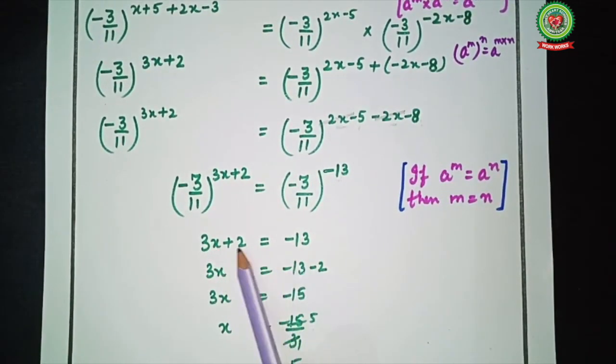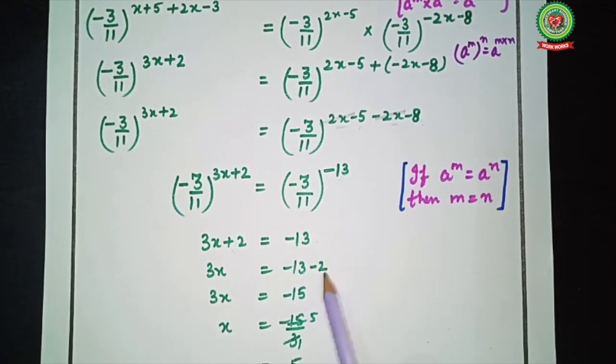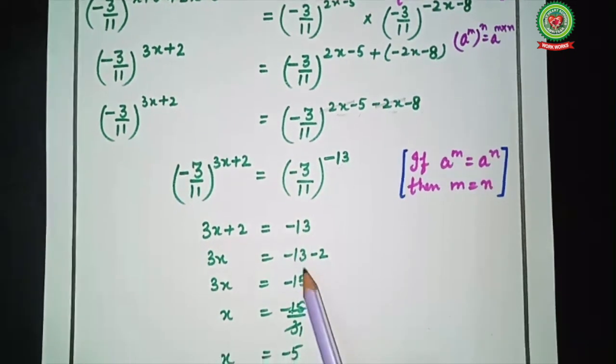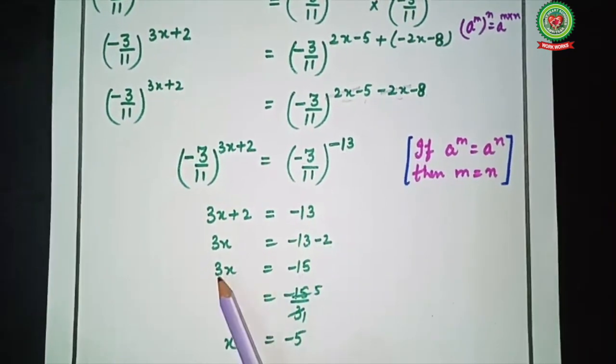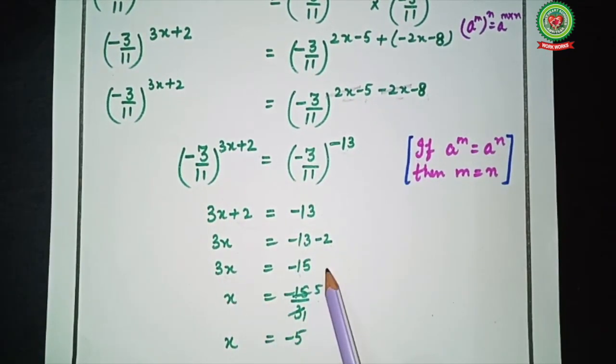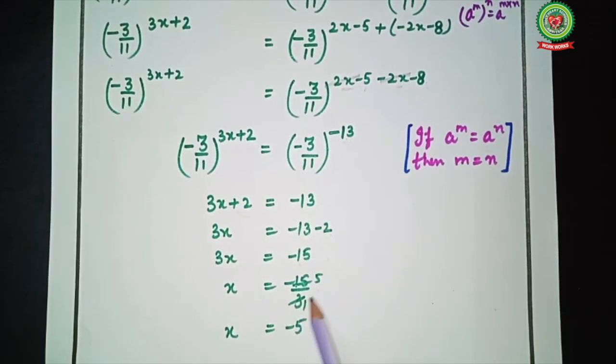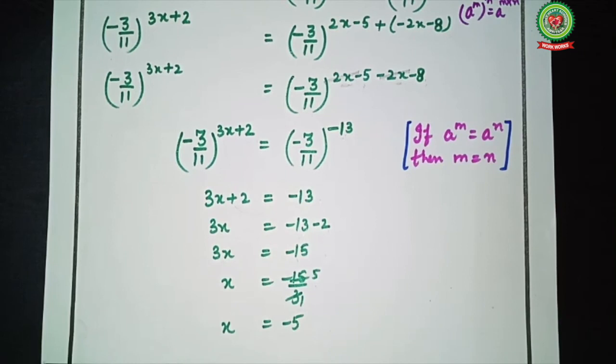3x is equal to minus 13, and the 2 will be shifted to the right hand side and it will get subtracted. Minus 13 minus 2 will be minus 15, and 3 will go to the right hand side and it will get divided. So after cutting, we will get here minus 5, which is our answer for this question. So here we got x is equal to minus 5, right?